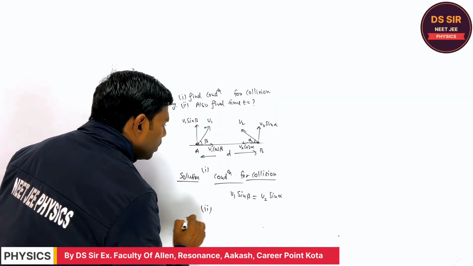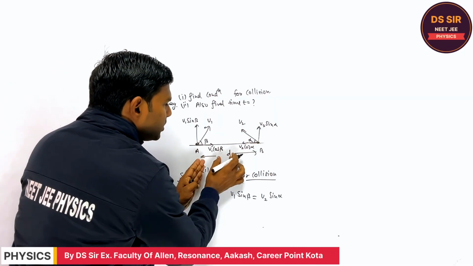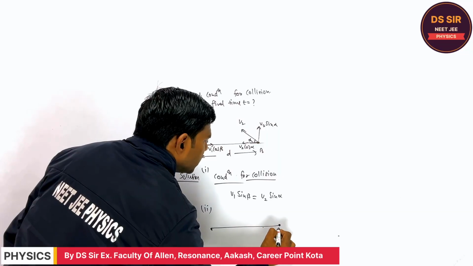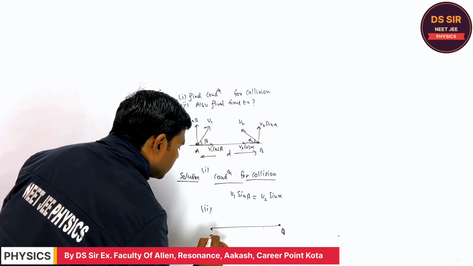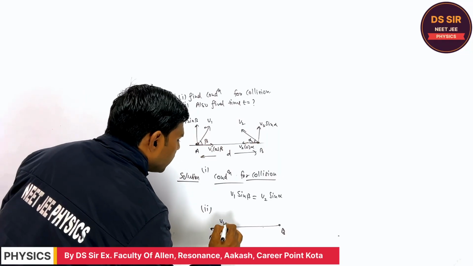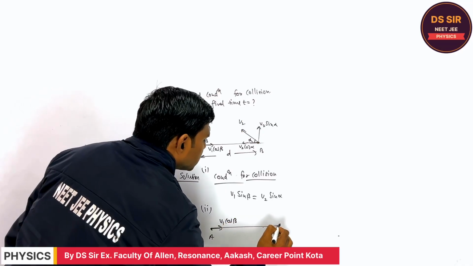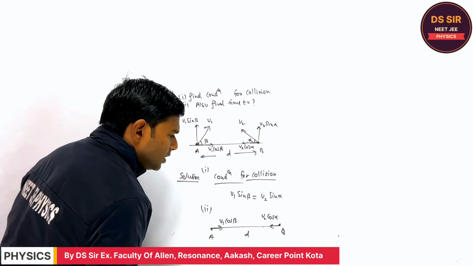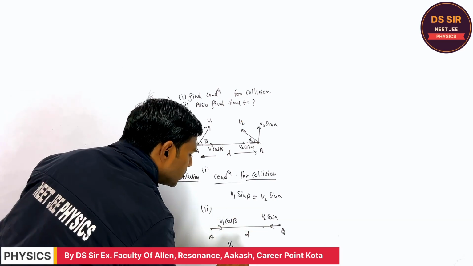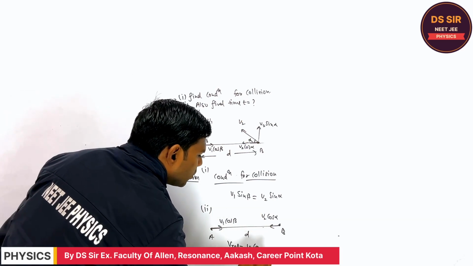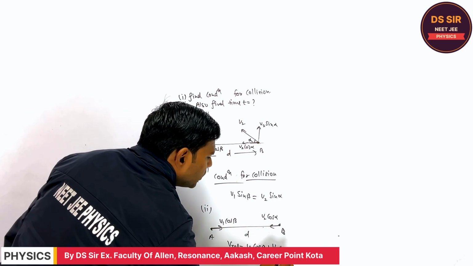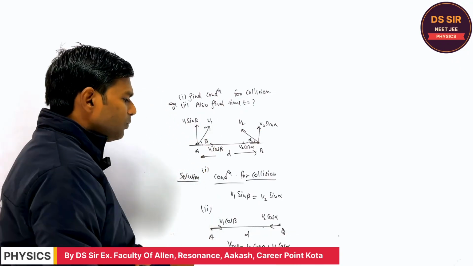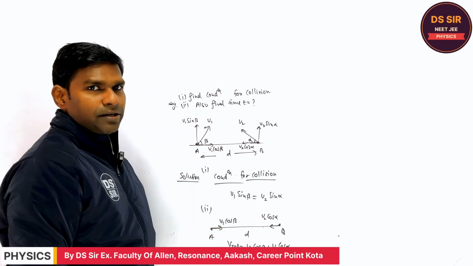And second thing, what is the relative velocity by which this distance is decreasing? This is B and this is A. This is v1 cos beta, this is v2 cos alpha. What is the separation? D. So what is the relative velocity? It is equal to v1 cos beta plus v2 cos alpha. When both are in opposite directions, they are added, right?